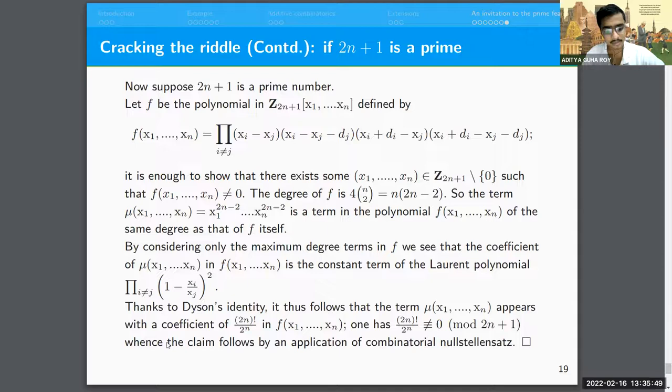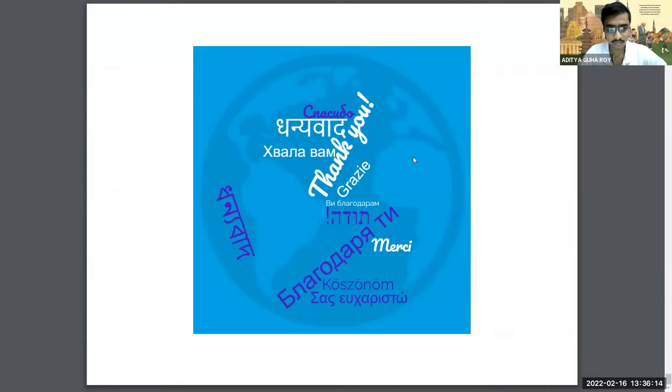And now by an application of the Combinatorial Nullstellensatz, it follows that this polynomial does not vanish at some point in this field. And we are just excluding zero because the zero chair denotes the presence of the king himself, right? So that's the entire thing that I wanted to present.